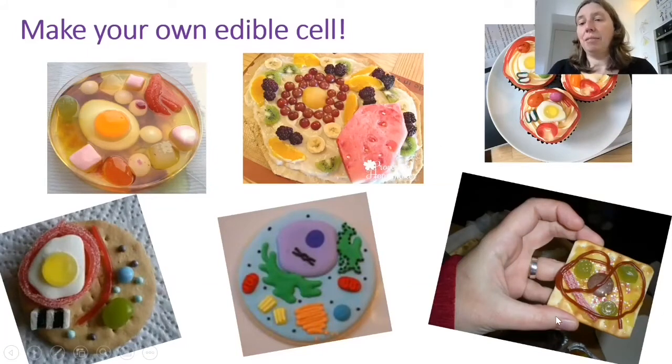Here is a plant cell. You can see all these made on a cream cracker with some lemon curd spread on it for the cytoplasm and some green sweets representing the chloroplast. So you can make whatever you want. I'm going to show you how to make some jelly cells in just a second.